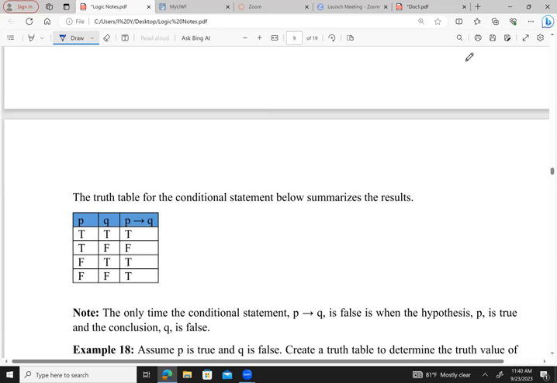So looking at this, what do we see? We see the only time it's false is when the first statement is true and the second is false. Because the contract is, if you do this, I'll do that. And then what happens is they did it, but I didn't do what I said I'd do. I broke the contract, it's false.